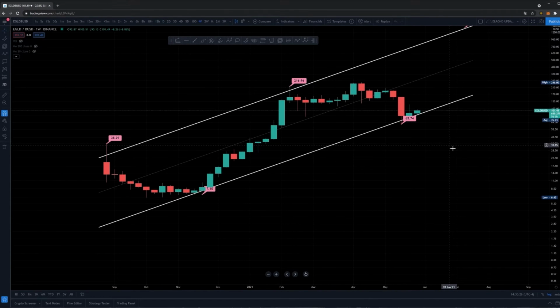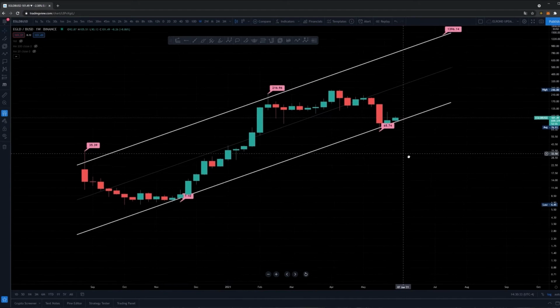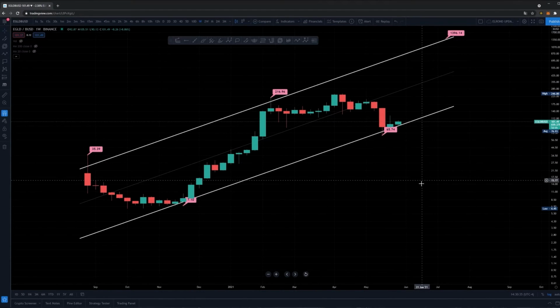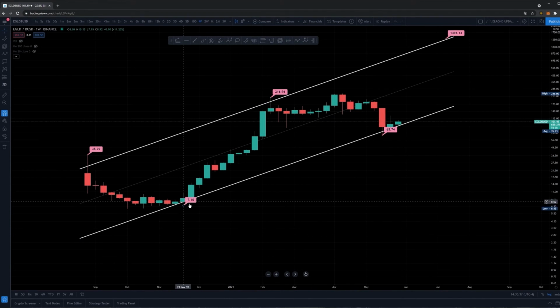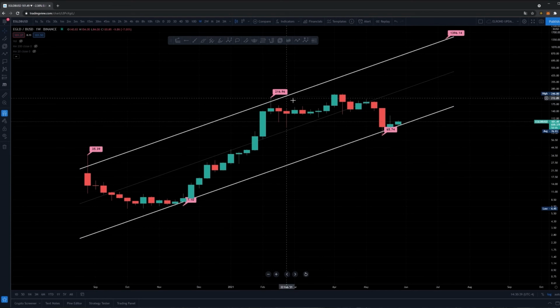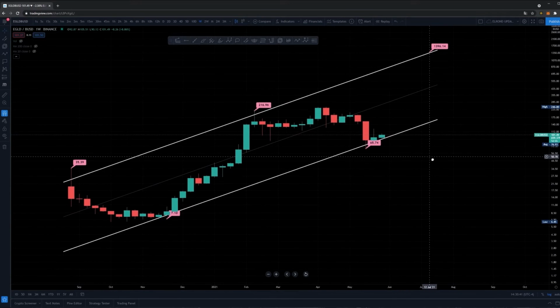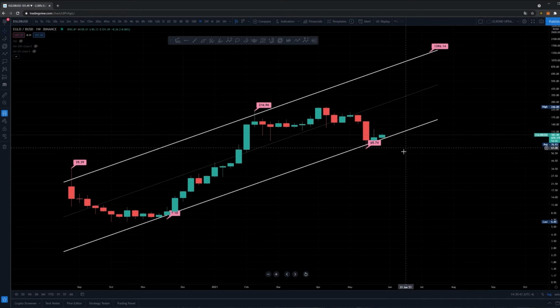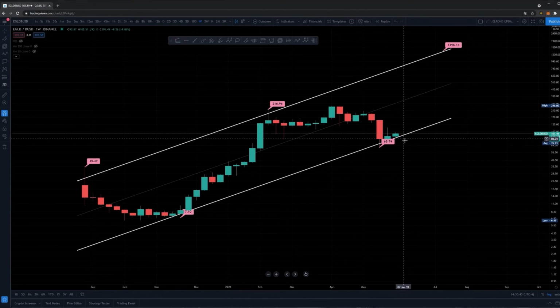One other important chart to look at is the weekly logarithmic chart. We are in an ascending, rising channel, sorry. And you can see I inserted the price that we reached already. And we are currently testing the bottom of this rising channel.